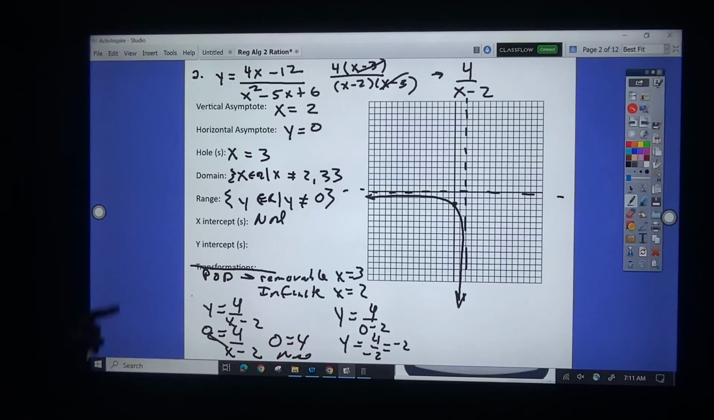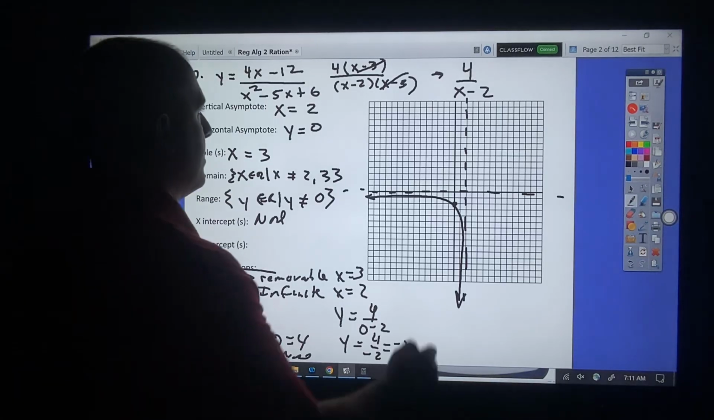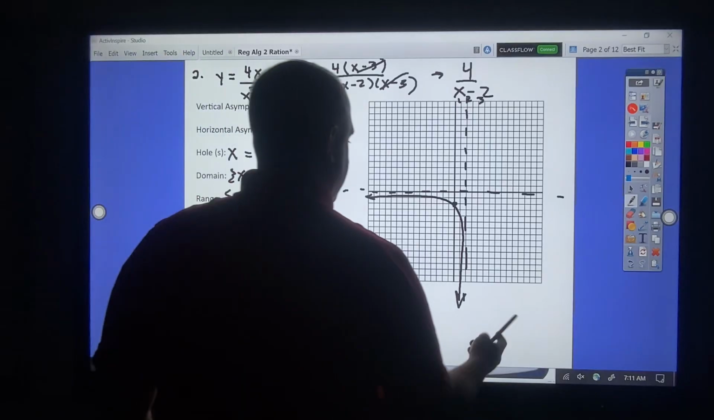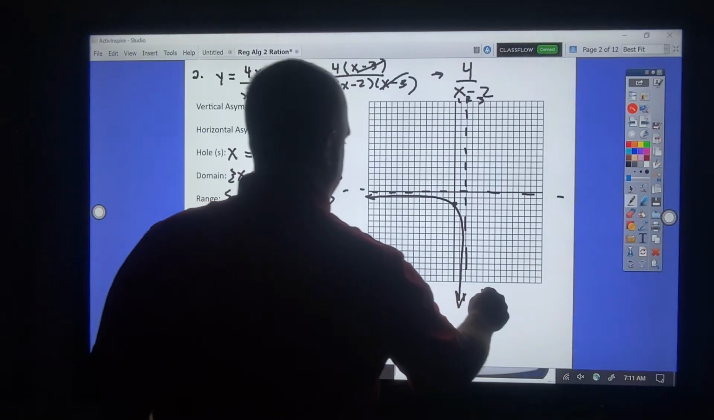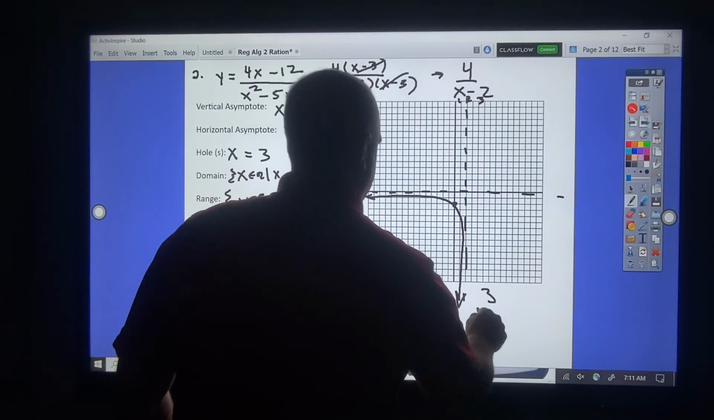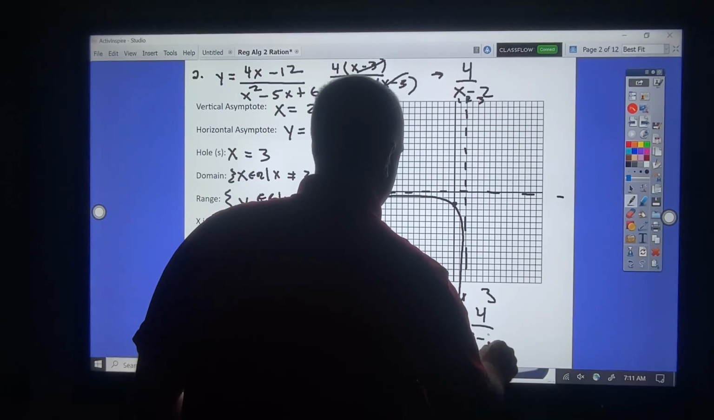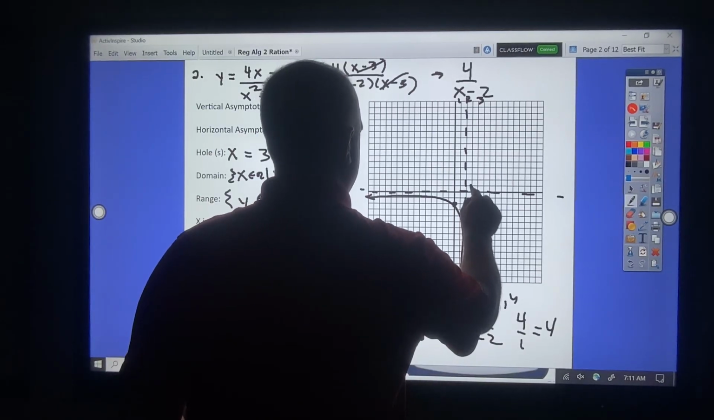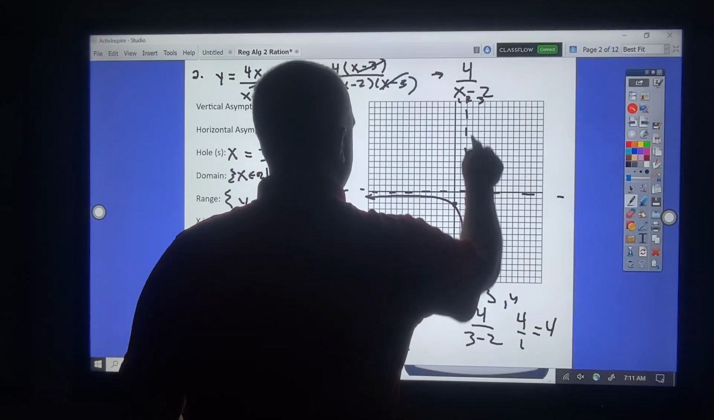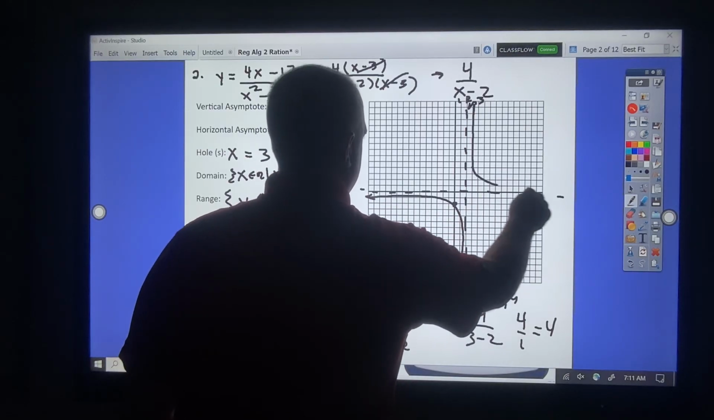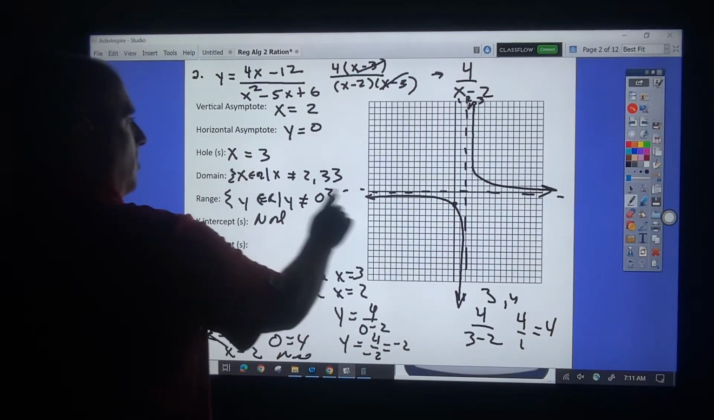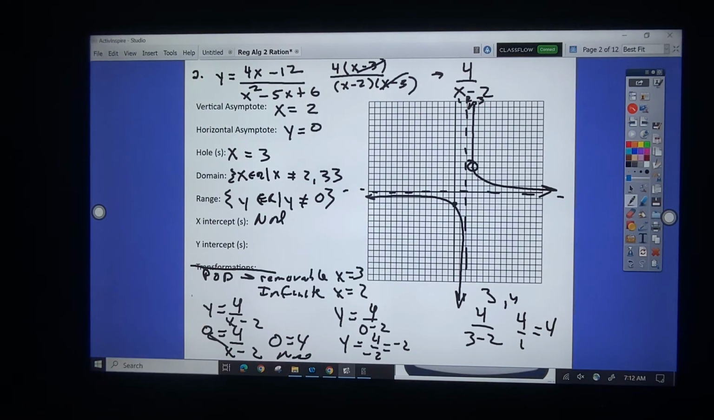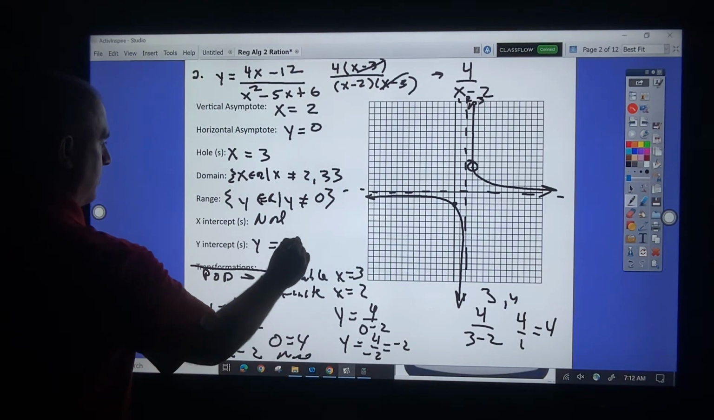Now what I want to do is look at this: this is 1, this is 2, this is 3. So I've got to get the 3 side. If I put 3 in there, that's 4 over 3 minus 2. It's 4 over 1, which is 4. So 3 over, 4 up. 1, 2, 3, 1, 2, 3, 4. Now, I would approach the curve. Since the hole is at 3, I go back to that point right there, and I just put an open circle. So my y-intercept was negative 2.